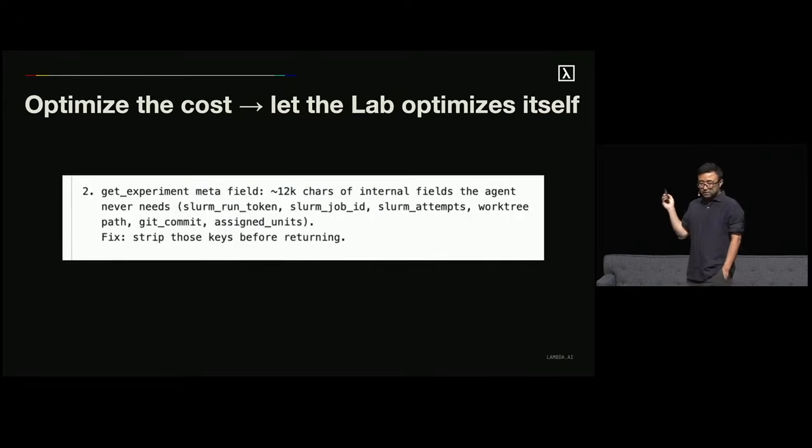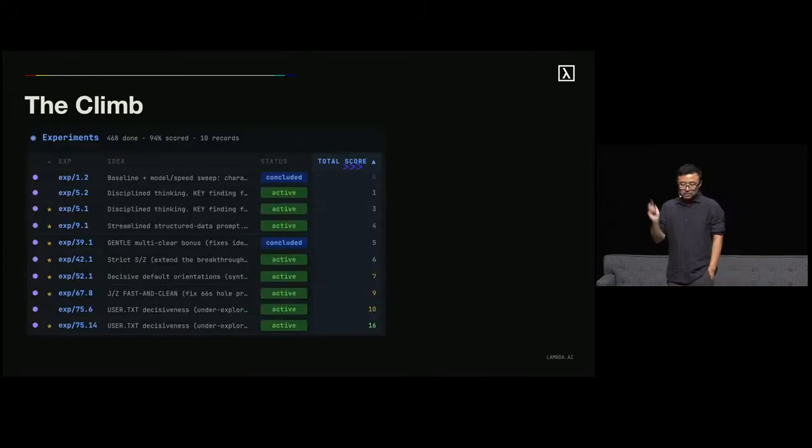As an example of the optimization, what the lab found out is there's an API called get experiment. It returns tons of information about the infrastructure, for example, Slurm and Git. And this is not needed for kernel optimization or playing the Tetris game. By removing all this information, the cost of this particular API got 50 times cheaper. So those are some of the lessons we learned.